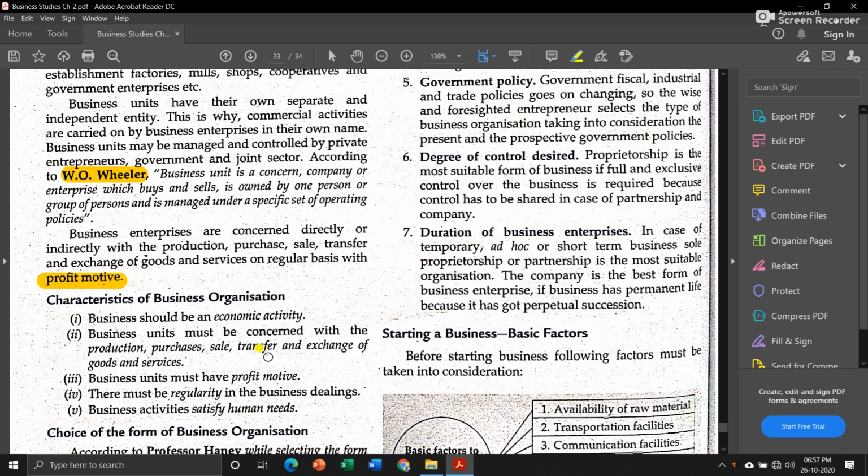Now, let us see some characteristics of a business organization. It should be an economic activity. It must be concerned with production, purchase, sale, transfer, and exchange of goods and services. Without these functions, we cannot say that it is a business organization. Then we know that business should have a profit motive. There must be regularity in business dealings, and business activities are done to satisfy human needs.